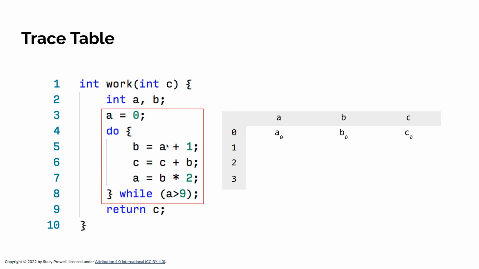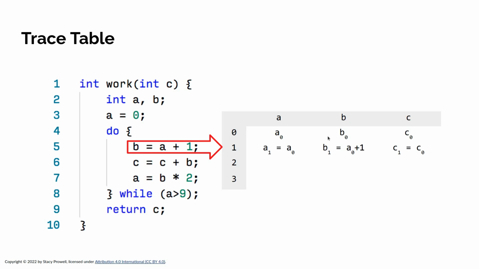What does this first line do? It takes whatever was in A, which right now is A0, and adds 1 to it, and puts that in B. So I put that right here: B1 is A0 plus 1. But in addition, I also keep track of A, which does not change: A1 is A0. And I keep track of C, which does not change: C1 is C0. So in every row, I have the value for all the variables at that position.